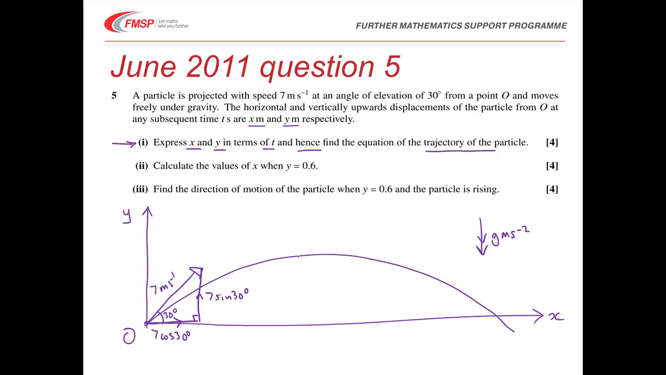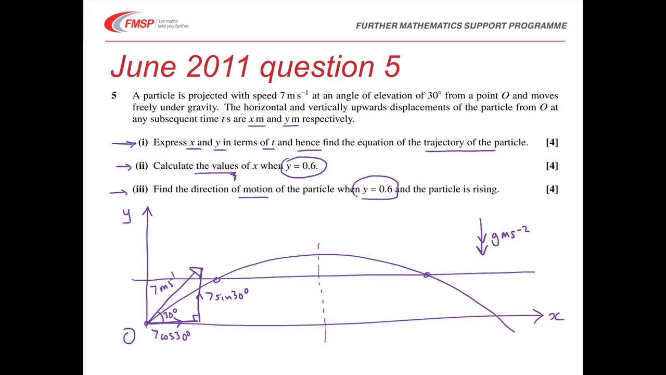Now let's see what we've got to do with that. Well, first of all, calculate the values, notice that's plural, of x when y is 0.6. So you're finding x values when y is a certain height. Well, of course, because the graph is symmetrical, you're expecting to get 2 values, assuming that that isn't actually when you're at the very top of the trajectory. And then find the direction of motion of the particle when y is 0.6 and the particle is rising. So it'll be this one rather than this value that you use for part 3.